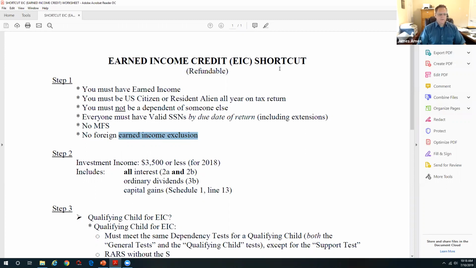Okay, all right, so recapping, step one is to go through all of these little tests to make sure you qualify. You have to have earned income. You must be a U.S. citizen or resident alien. You must not be a dependent of someone else. And everyone on your return must have valid Social Security numbers by the due date of the return. No MFS and no foreign earned income exclusion. So there are 6 things to memorize there.